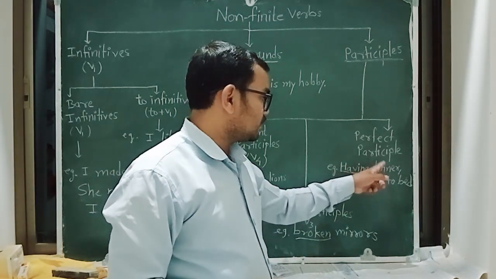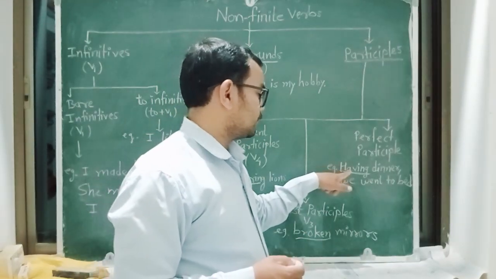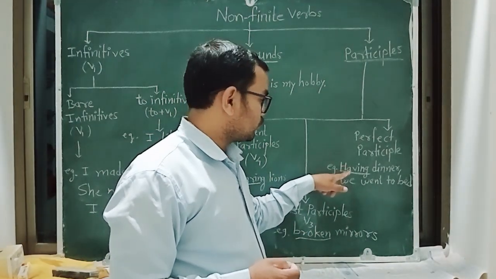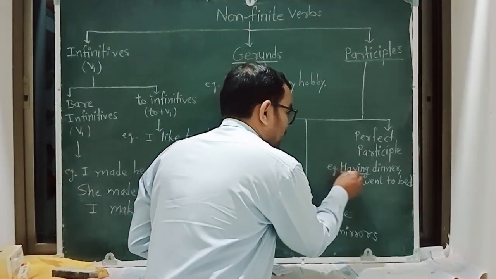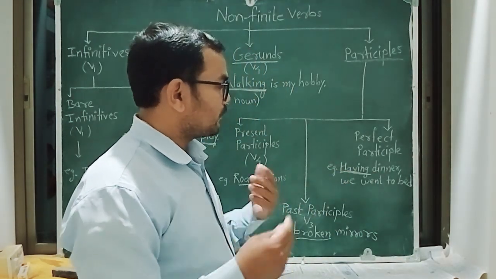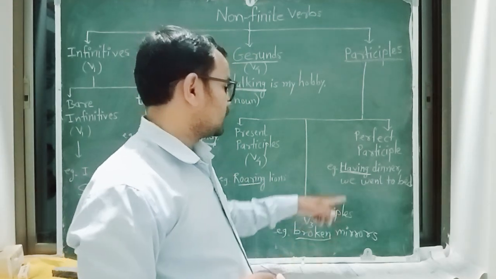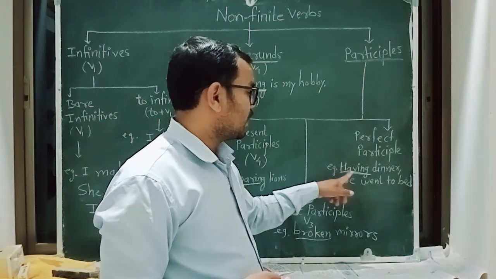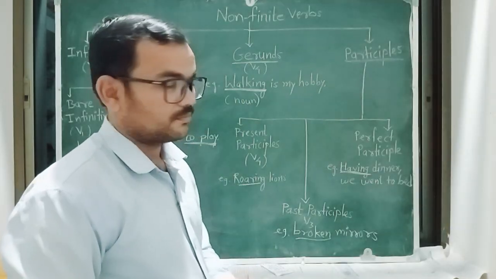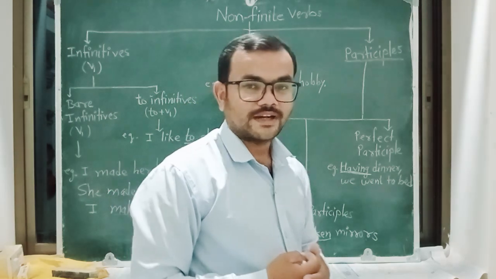So having dinner, perfect participles are formed with the help of having, right? So over here, having is a perfect participle. So present participle, perfect participle, right? So a perfect participle indicates the completion of action. So having dinner, we went to bed. Having is a perfect participle. So these are the various types of non-finite verbs.